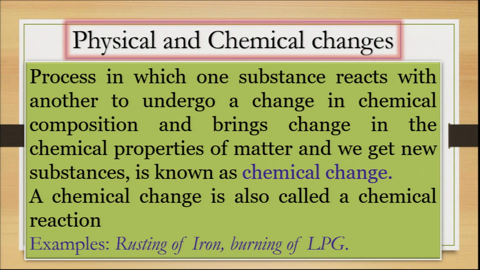So, as you can read, a process in which one substance reacts with another to undergo a change in chemical composition and brings change in the chemical properties of matter, and we get a new substance, is known as a chemical change. And a chemical change is also called a chemical reaction. Examples of chemical reactions: rusting of iron, burning of LPG. All these are examples of chemical changes.